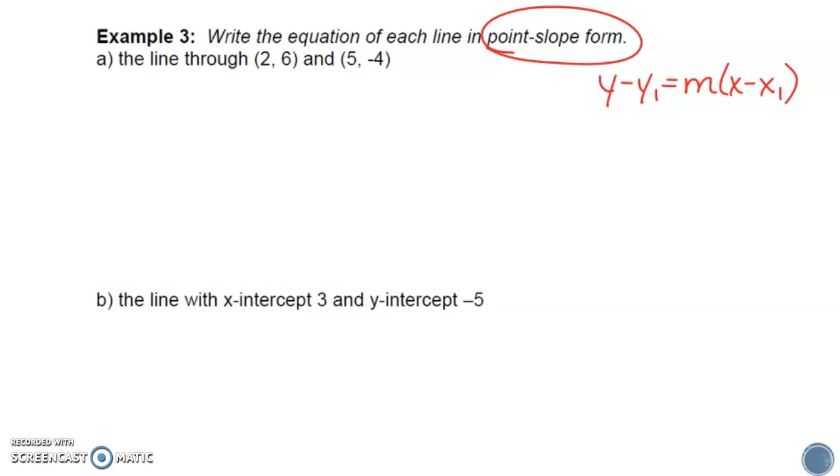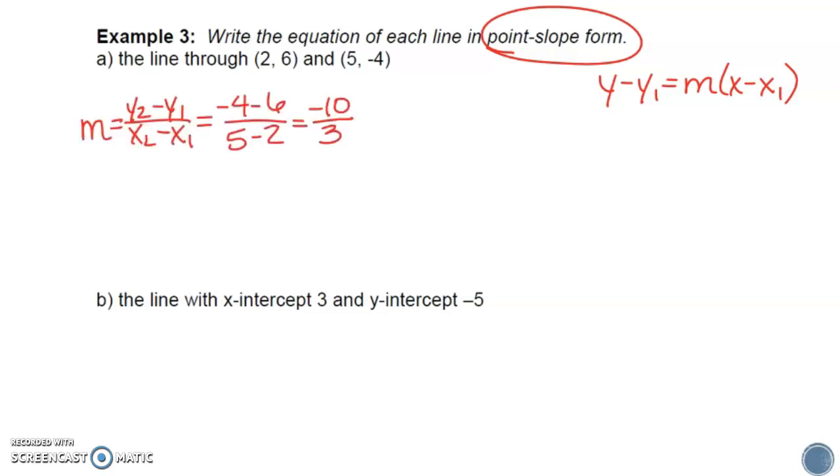I'm given a point, in fact I'm given 2 points, and I can choose whichever one I want to use, but I do need to calculate my slope. So I want you to pause the video and try to calculate the slope from these 2 points. So once you calculate your slope, you should see that the value of m is -10/3.